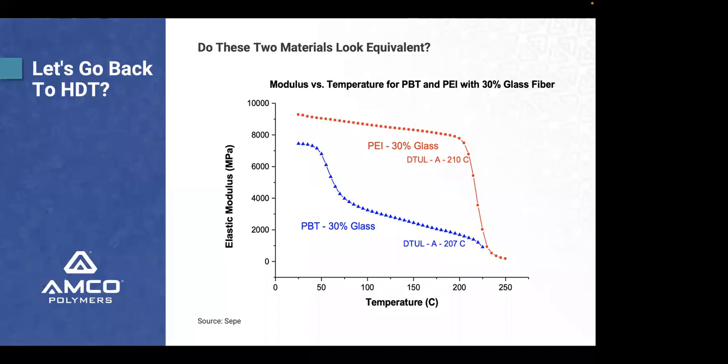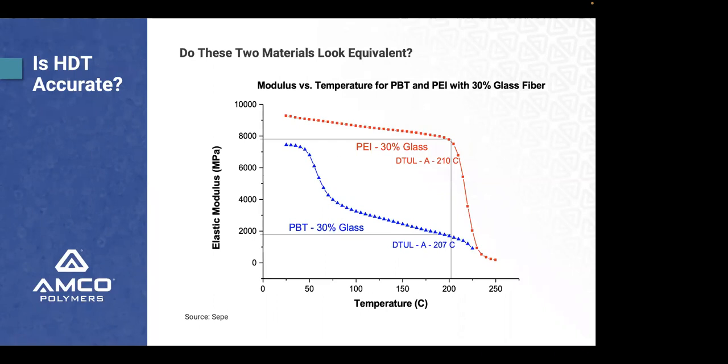They look very, very similar. I'm like, oh, they're really, really good. They both have high HDTs. They both have high modulus on a data sheet. They look phenomenal. However, in reality, when I really get out to my 200 degrees C, my modulus here is below 2,000 megapascals for this PBT because it's crystalline. I lost it, it went through my Tg.